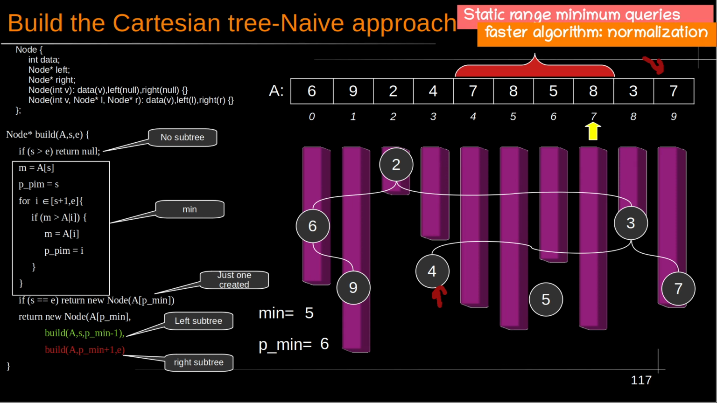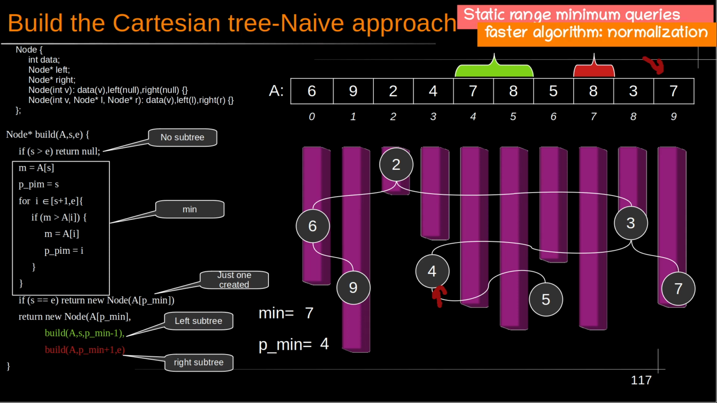So the minimum is here at 5, and we create the node, and we will construct the left subtree of 5 and the right subtree of 5. The left subtree in green and the right subtree in red. Okay. Same. We come back to the left subtree of 5.